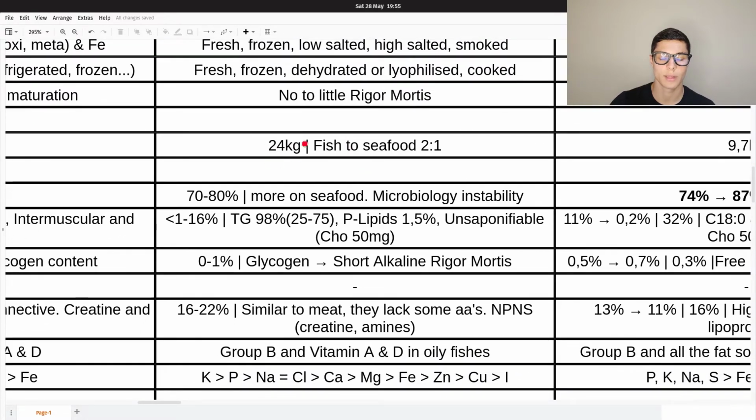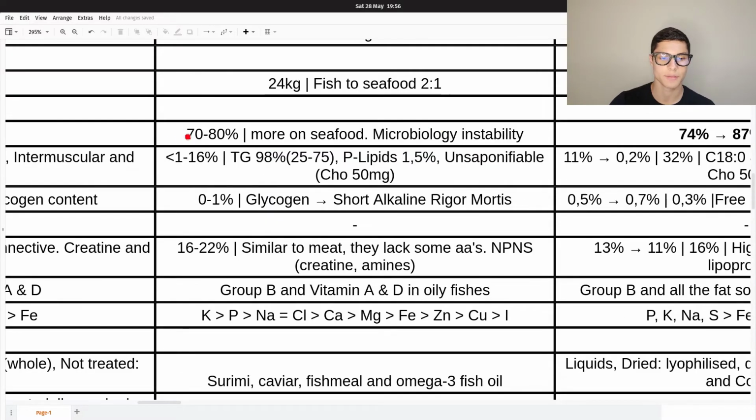Consumption is 24 kilos, and the fish to seafood ratio is 2 to 1. Water 70 to 80%, and there is more in seafood. And this gives the microbiological instability, and that's why it's very unstable, and the degradation is very fast. It only lasts a few days.